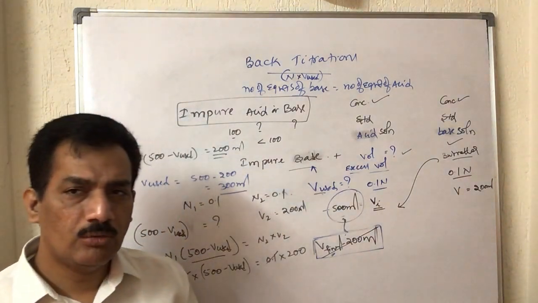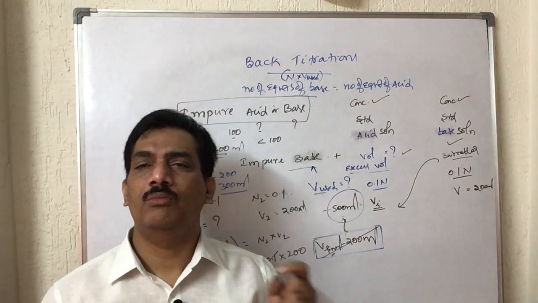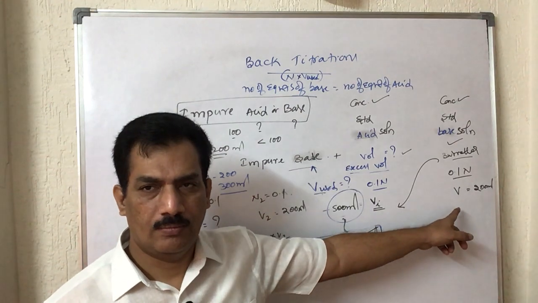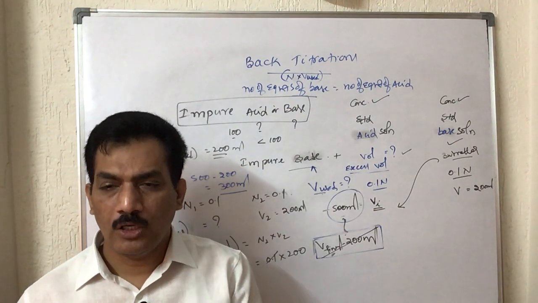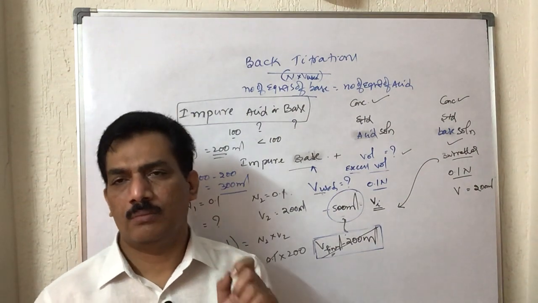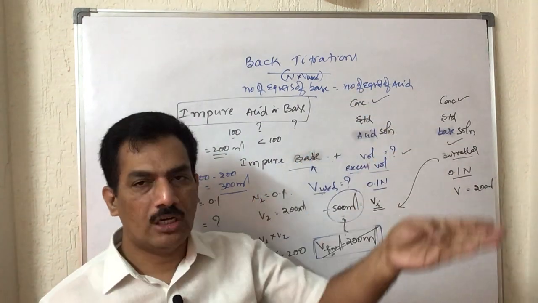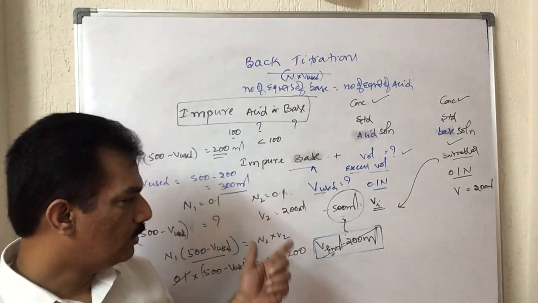How to measure that volume used? It is nothing but volume initial minus volume final. How to get the volume final? By back titration. So volume initial minus volume final will give the volume of that solution used for the neutralization. From that we can calculate the number of equivalent weights of the impure compound. Clear? That is about back titration.